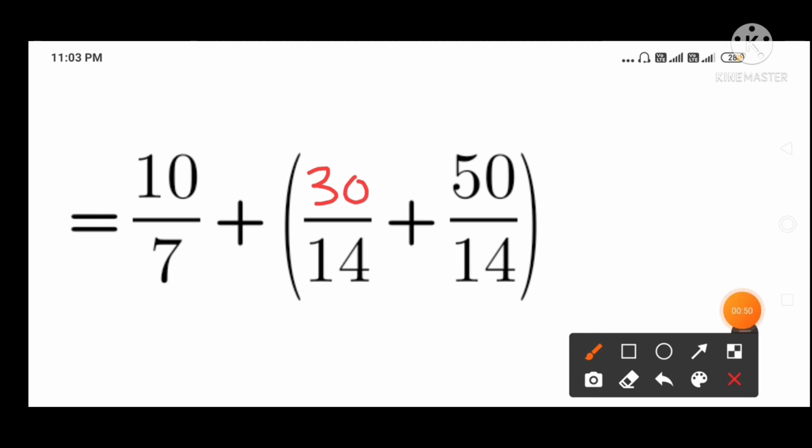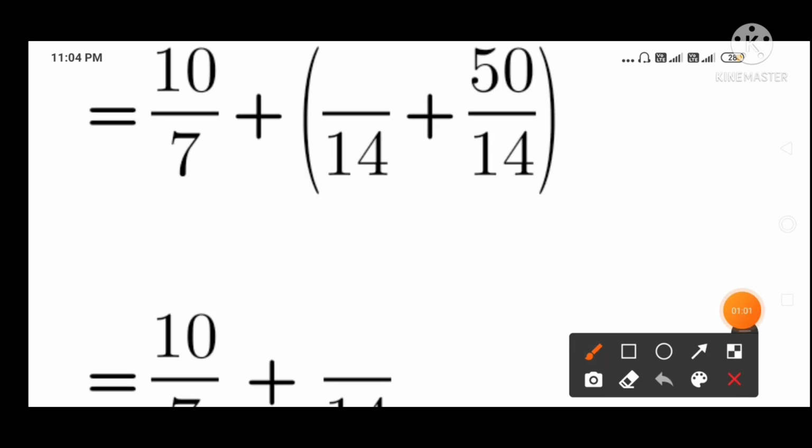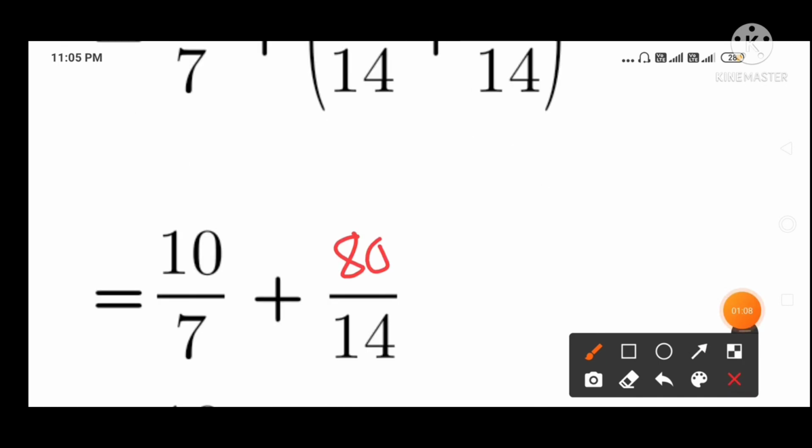Now, denominators are equal. Therefore, the denominator will remain the same and only the numerators are added. 30 plus 50 gives us 80, that is 80 upon 14. Now, to simplify, I divide 80 and 14 by 2, that is 2 sevens are 14 and 80 divided by 2 gives us 40, that is 40 upon 7.